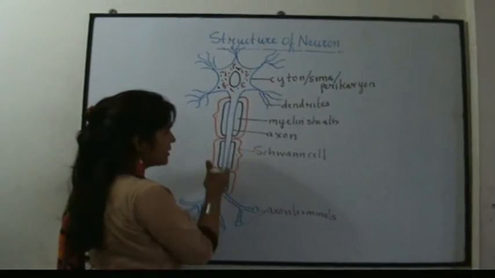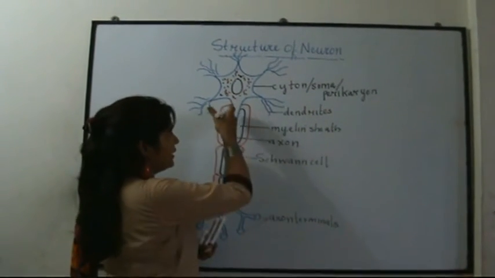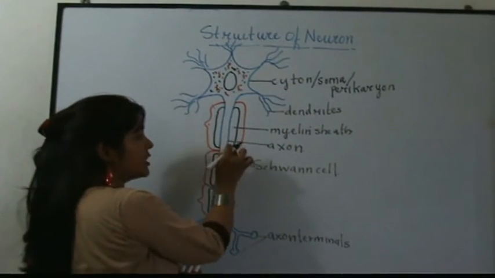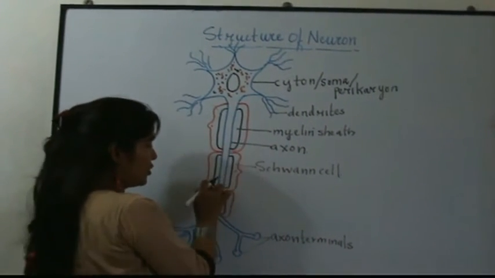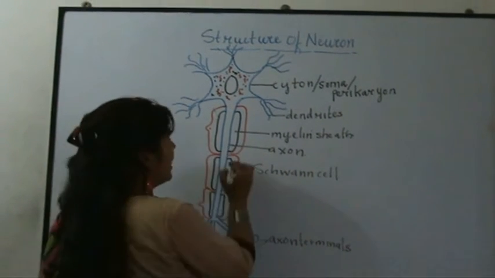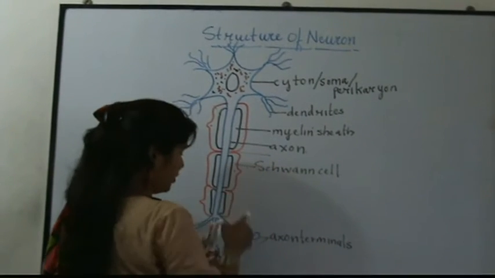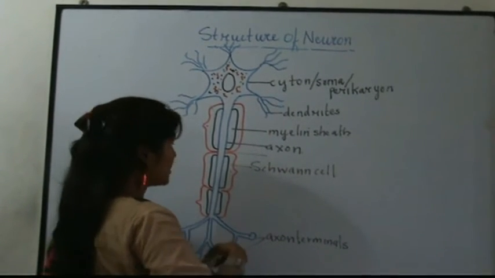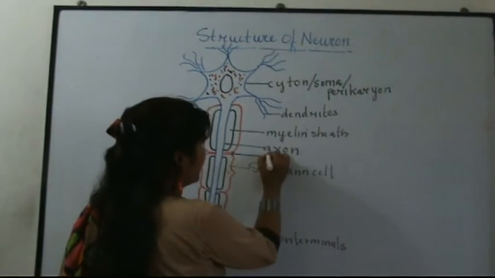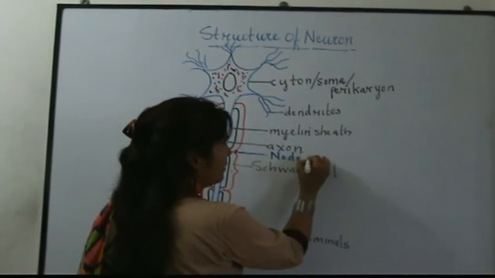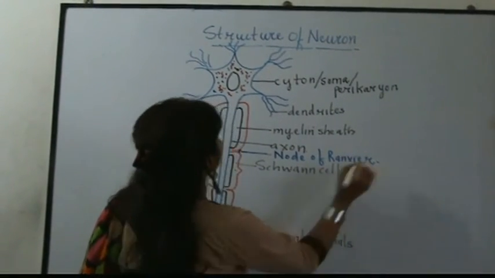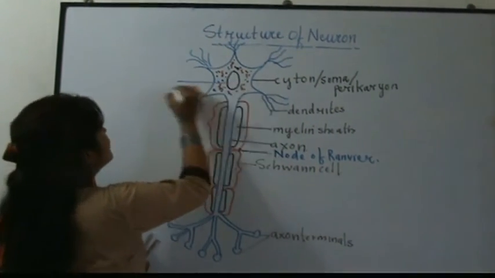Now you can see there are certain areas in the myelinated axon of the neuron where the myelin sheath is absent. These are the constrictions, can you see them? These are the constrictions where the myelin sheath is absent and these areas where the myelin sheath is absent are known as nodes of Ranvier. So let's label them. This is the node of Ranvier. This is the nucleus.